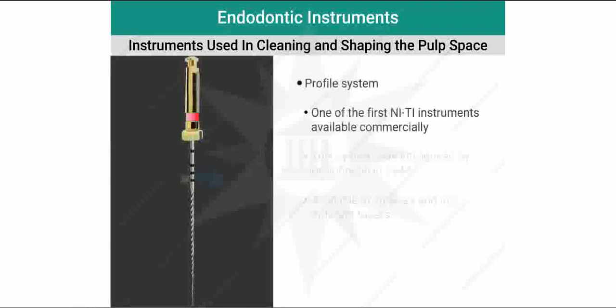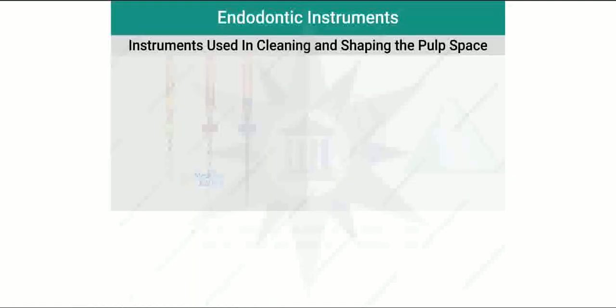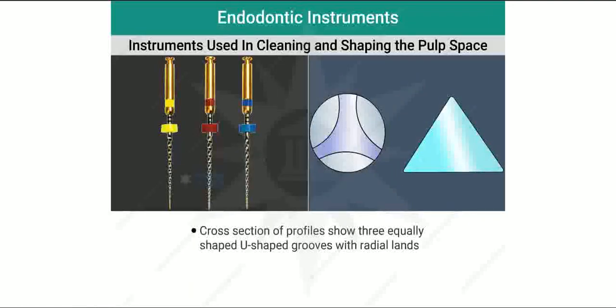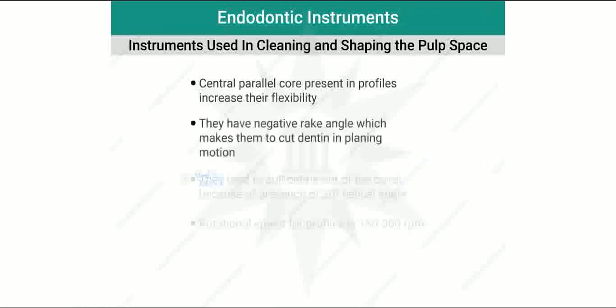These are available in 10 sizes and in 2 different shapes. The cross section of the ProFile shows 3 equally shaped U-shaped grooves with radial lands, as you can see in the figure. The central parallel core present in the ProFiles increases their flexibility, and they have a negative rake angle which makes them cut dentin in a planing motion, and they tend to pull debris out of the canal because of the presence of the 20-degree helical angle. And the rotational speed for these ProFile instruments is 150 to 300 rotations per minute.